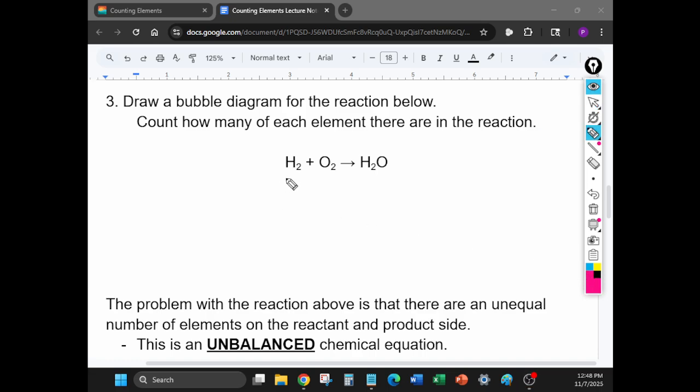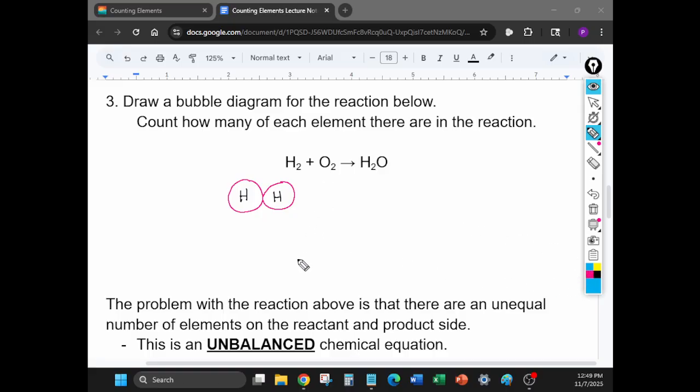Now if you look at H2, H2 is made out of hydrogen, right? How many hydrogens are inside of H2? 2. So what we're going to do is draw 2 circles, and we want them touching each other because they're combined inside of 1 molecule. And we're going to write H inside of them, to indicate this is 1 molecule, it's H2, and it's made out of 2 hydrogens. Okay?